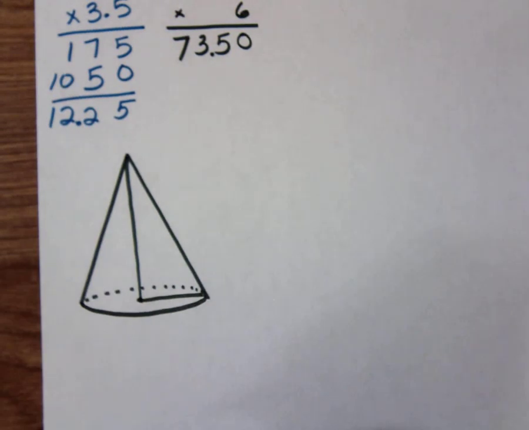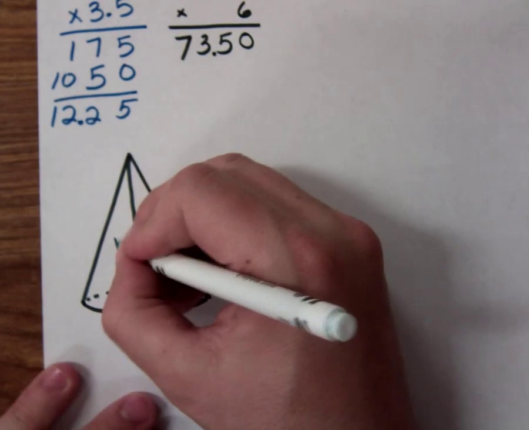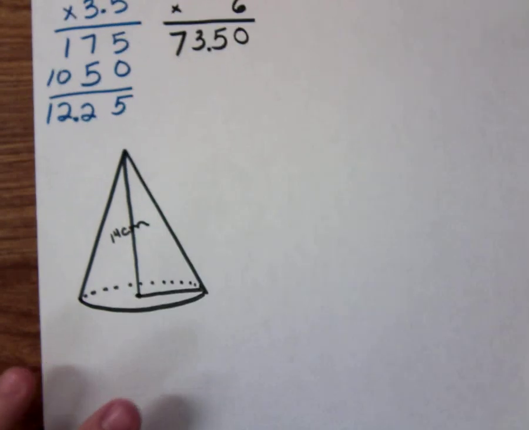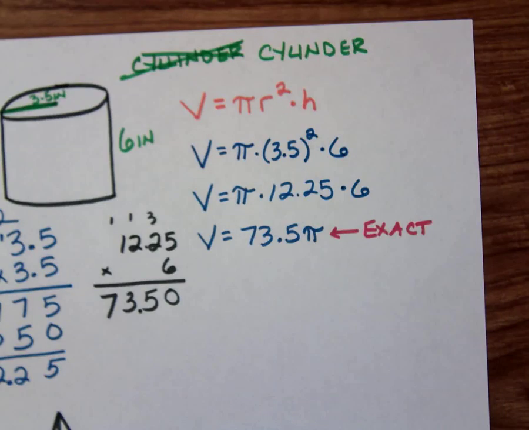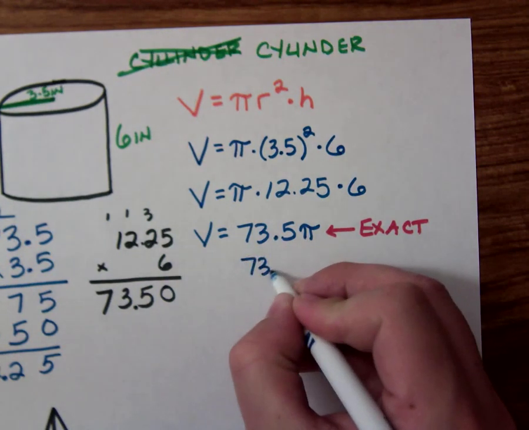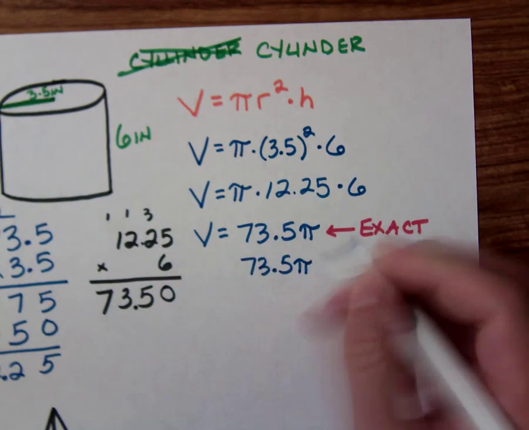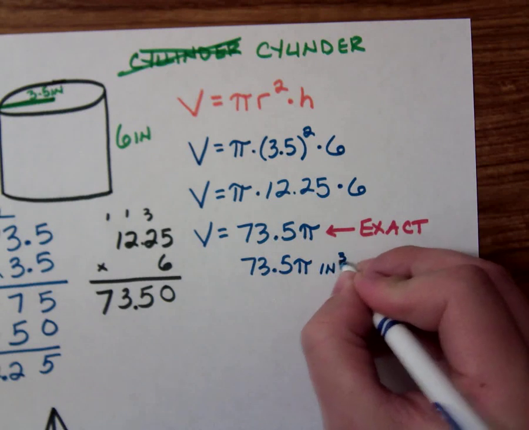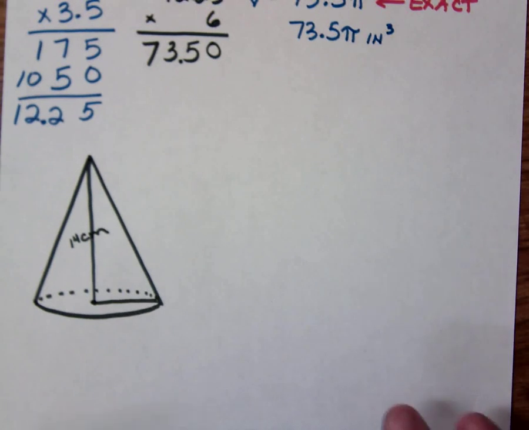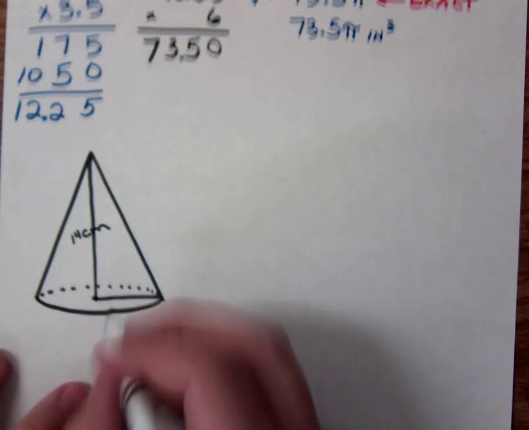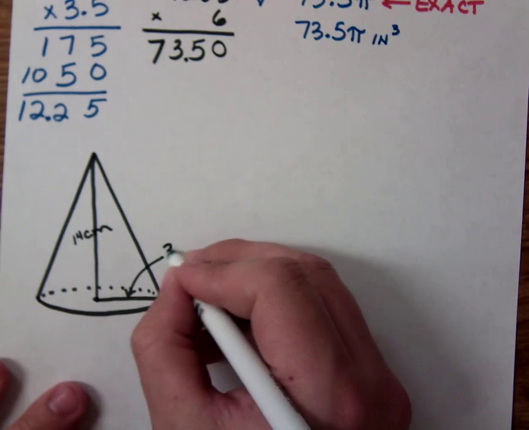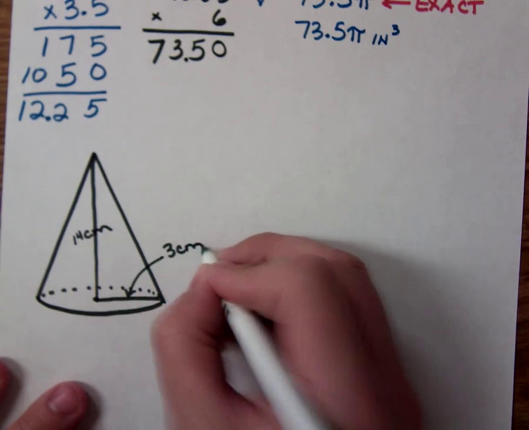So, a cylinder, I need the height. Let's call that 14 centimeters. Oh, wait, hold on. We forgot the unit on this problem. 73.5 pi what? Cubic inches, yeah. Well, better not forget. There we go. Okay, good. All right, I feel better now. So 14 centimeters. I also need the radius of the base because that's a circle. That's going to be 3 centimeters.